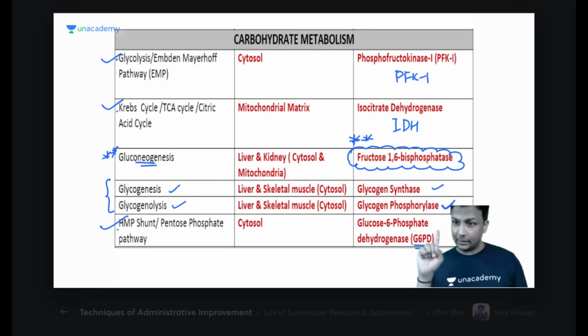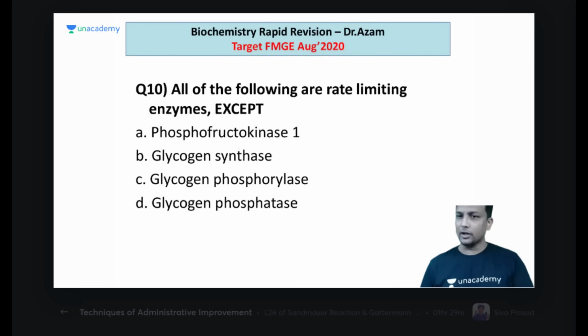Examiner can ask a question based on rate limiting enzymes. I'm expecting one question based on rate limiting enzymes, guys. So that's important here right now. What is the question? All of the following are rate limiting enzymes except one. Phosphofructokinase, yes, it is a rate limiting enzyme. Glycogen synthase, rate limiting enzyme of glycogenesis. Glycogen phosphorylase, yes, rate limiting enzyme of glycogenolysis, but not glycogen phosphatase, guys. Done.